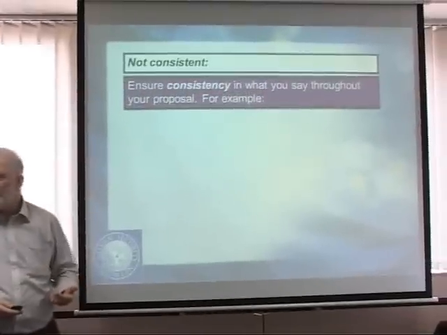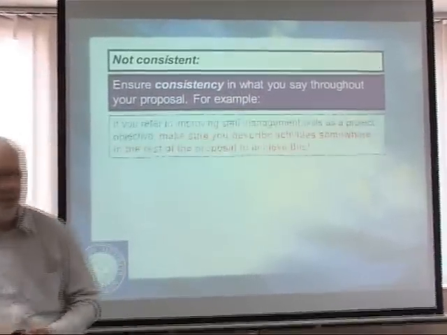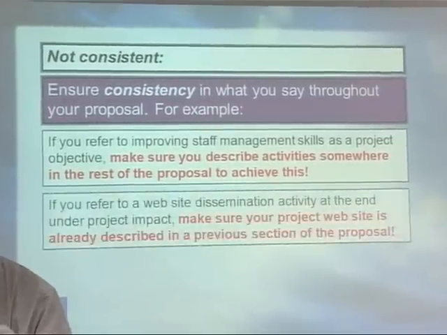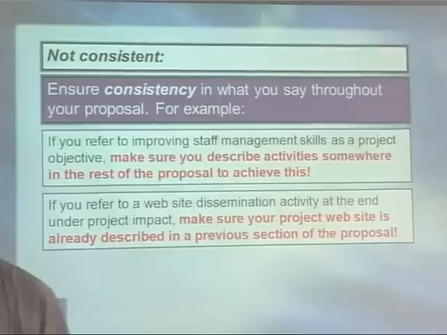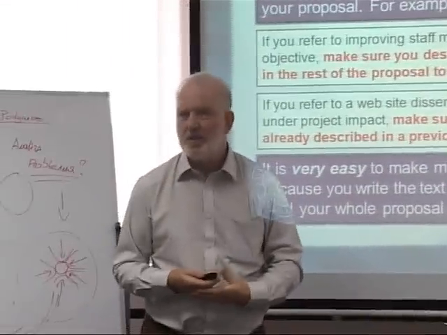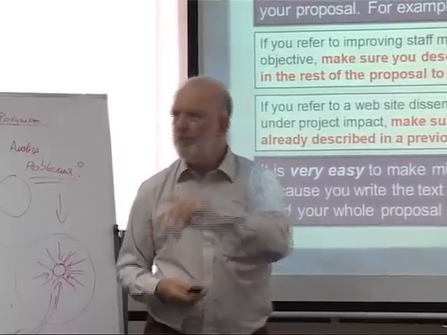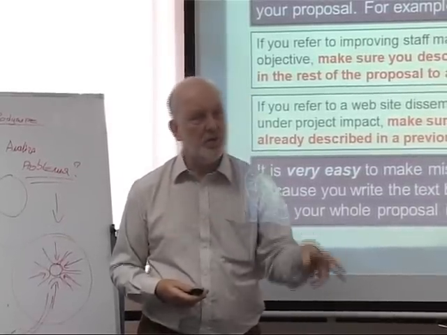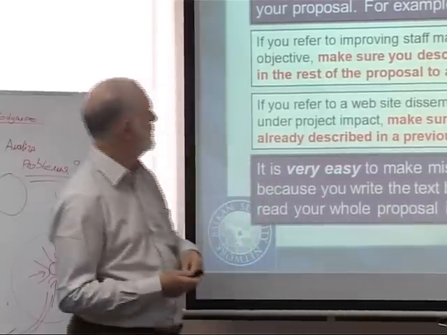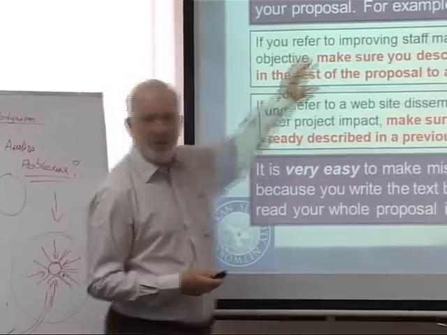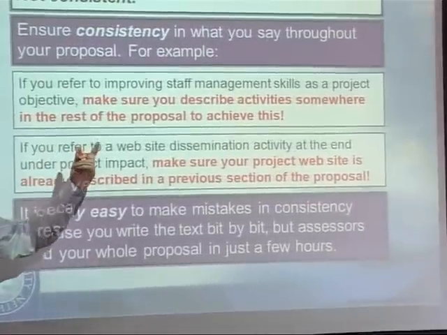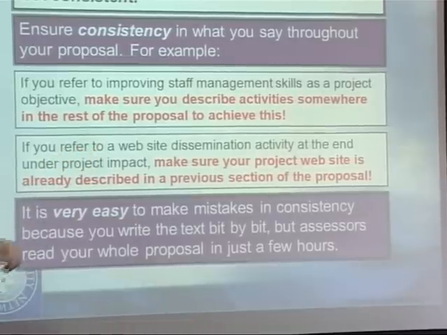Not consistent. I've said that's a big problem for many scientists, and even I have trouble with consistency, because it's taken me many weeks to type a proposal. So I constantly have to go backwards and forwards, checking the words that I typed in the earlier part of my proposal. So these are specific examples that have been taken from scientist proposals that I was reviewing.